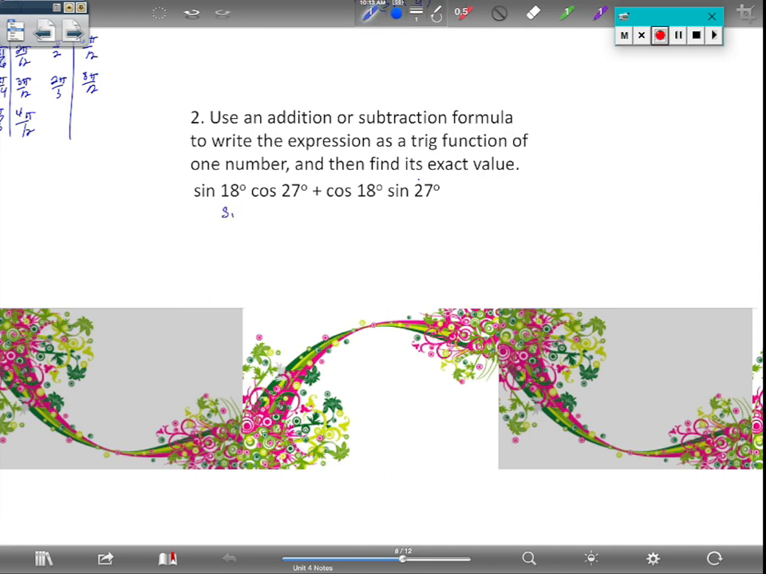So we know it's sine. We know it's addition. So it's going to be 18 degrees plus 27 degrees. Right? We okay with that? So we're kind of going backwards. And we add 18 and 27, and we actually get 45. So we just evaluate sine of 45 degrees. It's a unit circle. We know what that is. That's root 2 over 2, and that's our answer. Okay, we okay with that? Yes.